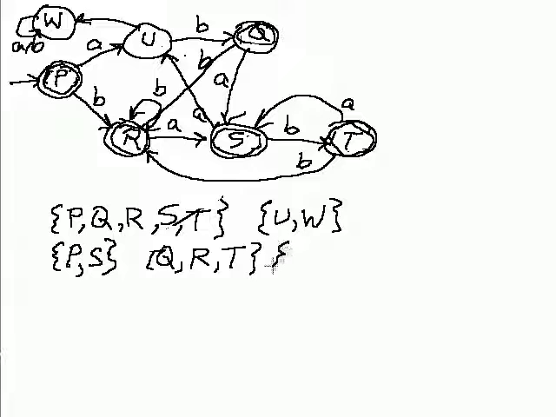Now what about U and W? On the letter, whoops, this should have been an A right there. On the letter A, they each go the same place. On the letter B, U goes to Q, but W goes to itself, and those guys were not together. So U and W are going to have to split up.